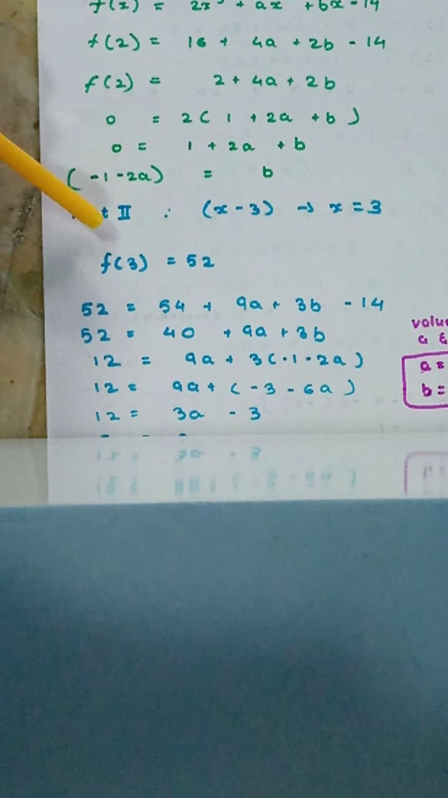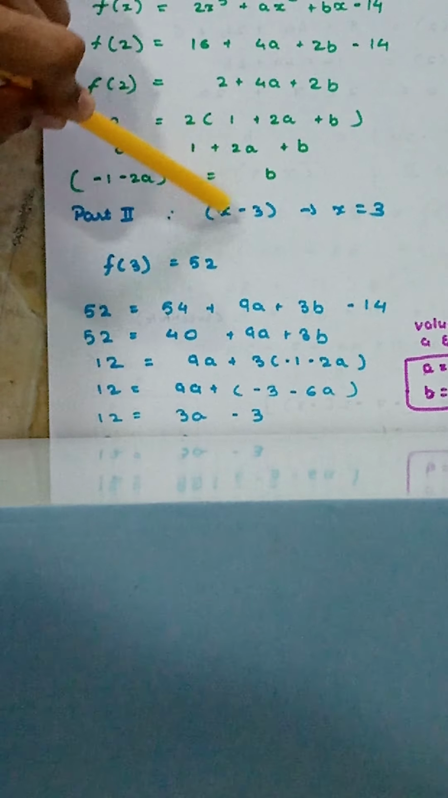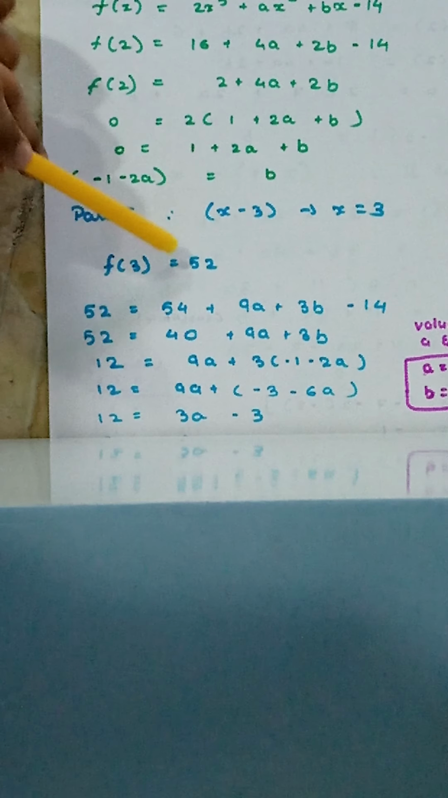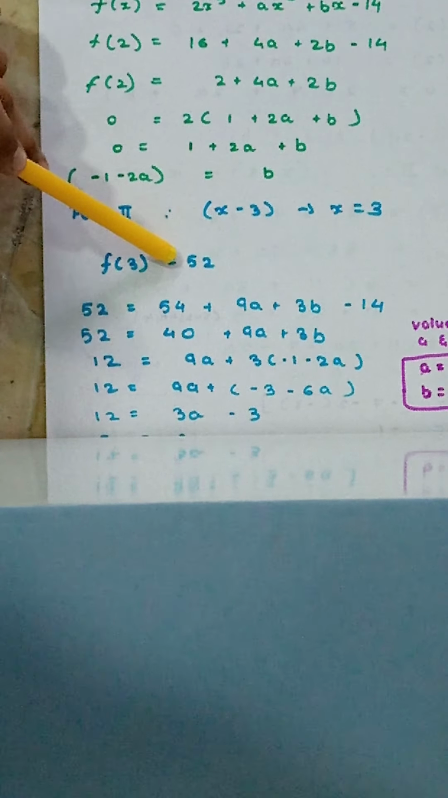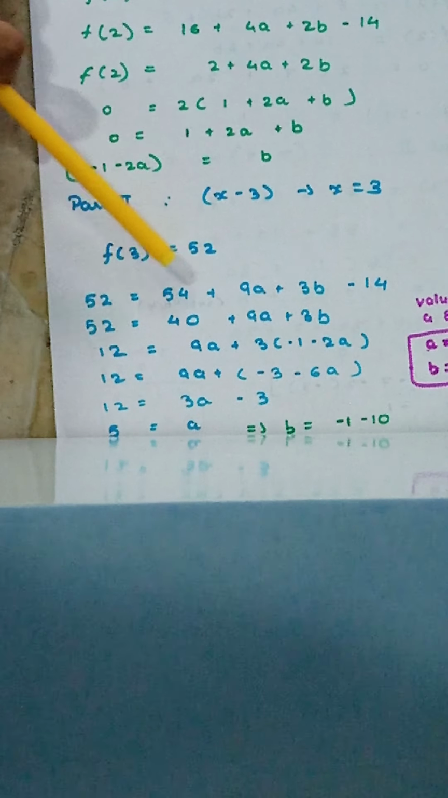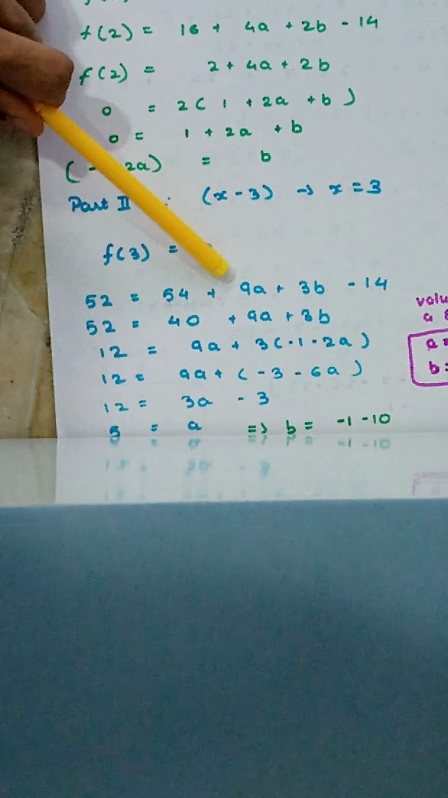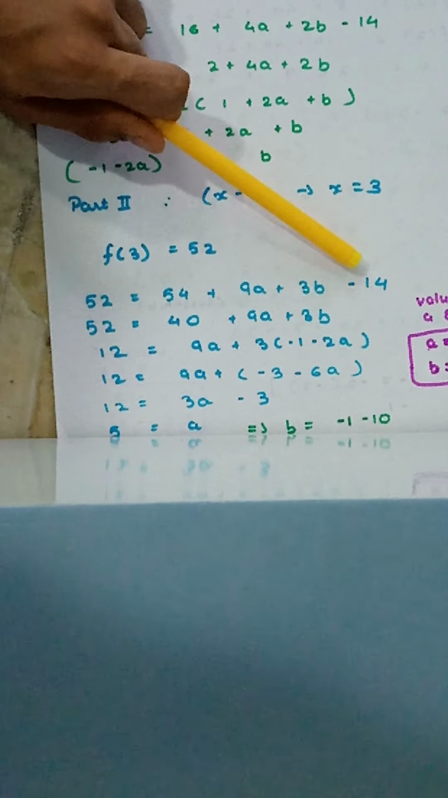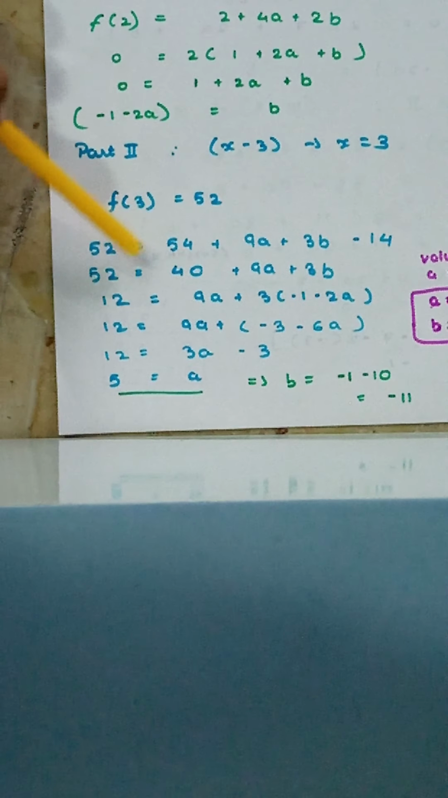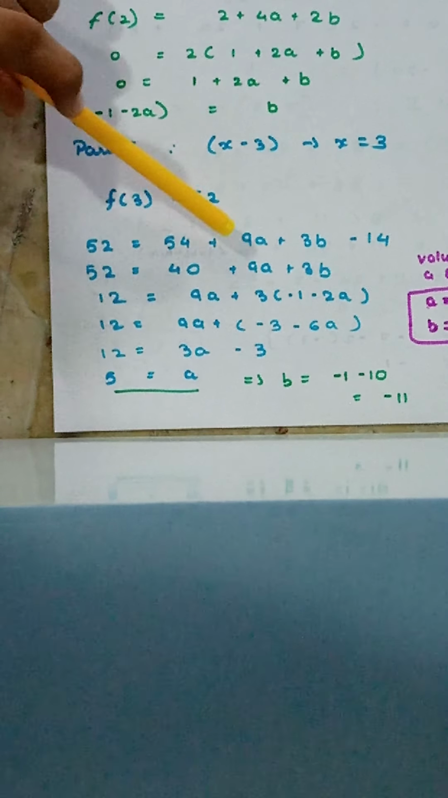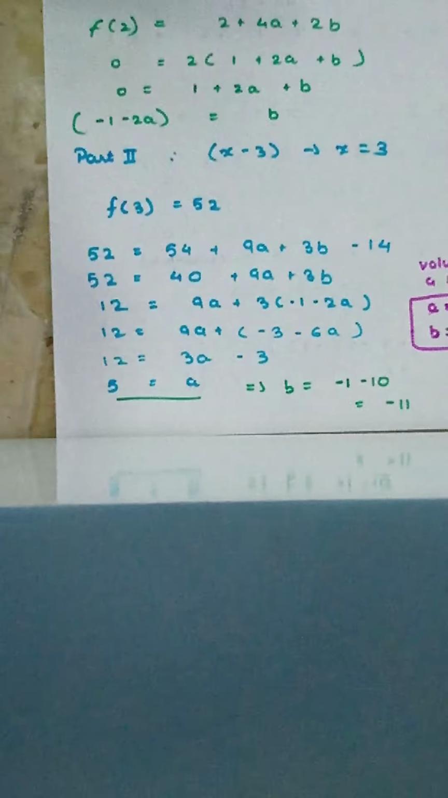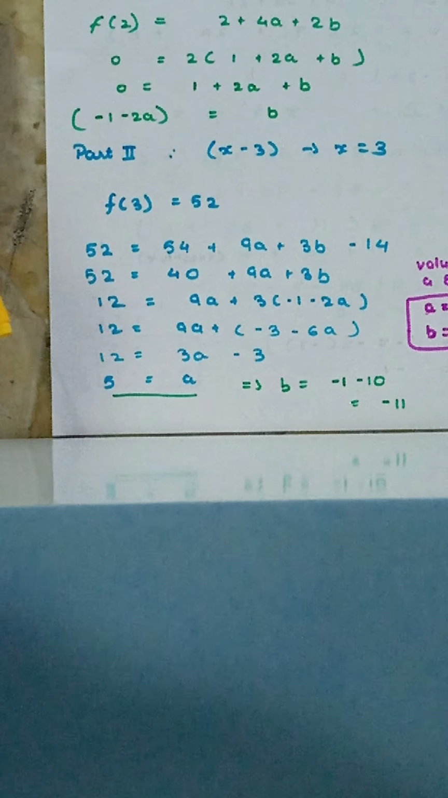Remember, when this factor gives the remainder, f(x) equals 3. Okay. Now 3 equals 54 plus 9a plus 3b minus 14. Furthermore, 3 equals 40 plus 9a plus 3b. Now a very crucial step again.